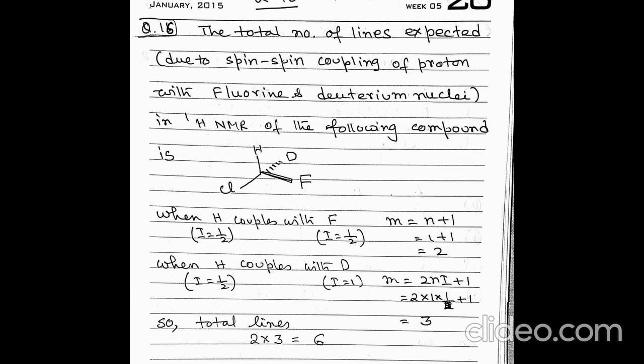So here you will get M is equal to 2 into 1 into 1 plus 1, which is equal to 3. So finally, when hydrogen couples with fluorine, you get a doublet, and when the hydrogen signal couples with deuterium, you get a triplet. For the total number of lines, we should not add the doublet and the triplet; we should always multiply, because 2 into 3 is equal to 6 lines. So the final answer is that the total number of lines expected due to spin-spin coupling of the proton with fluorine and deuterium is equal to 6.